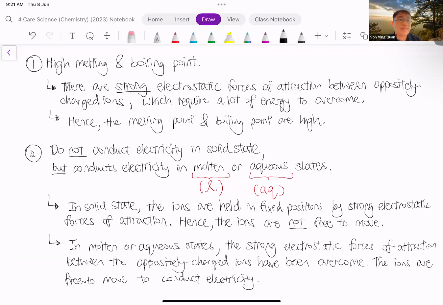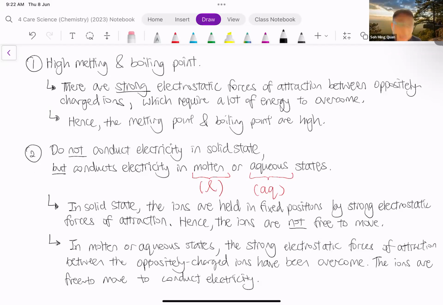Okay, now these are the two main physical properties of ionic compounds. Ionic compounds generally have high melting and boiling points. And the reason is that there are strong electrostatic forces of attraction between oppositely charged ions, which require a lot of energy to overcome. The second physical property is that ionic compounds do not conduct electricity in the solid state, but will conduct electricity very well in the molten and aqueous states.